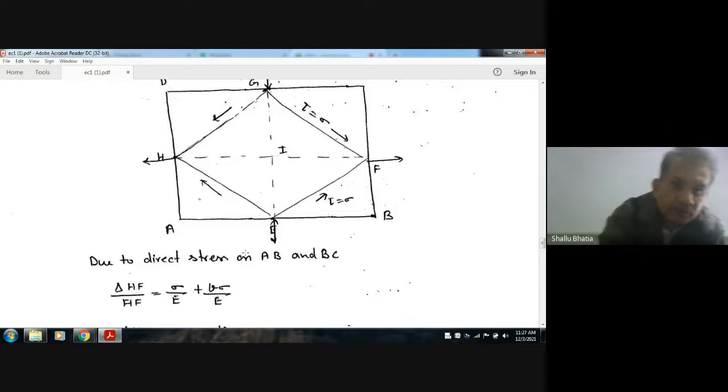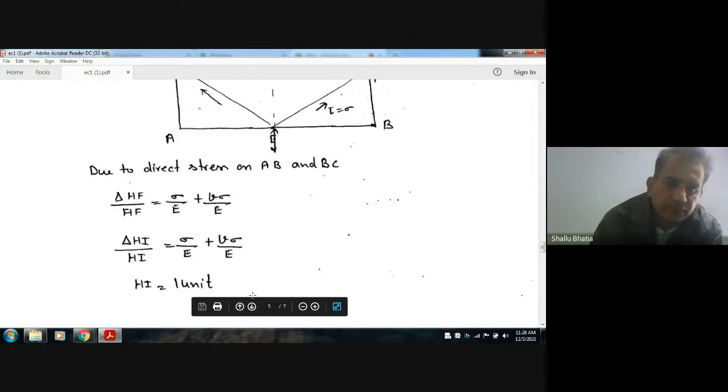Now we find out the change in length in two dimensions of the block. So we are finding out the change in length of HF. Then del HF by HF is equal to sigma by E plus mu sigma by E. That is sigma by E, and due to compression there will also be an increase in length. That will be mu sigma by E.